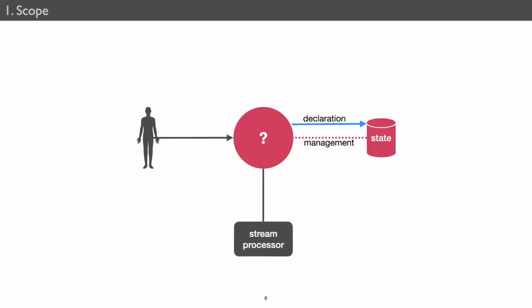So first, when it comes to state management approaches, there are differences to how the user and system interact with the actual state. So one has to declare and use the state, and also there's the need for someone to be responsible for managing the state. There are two possible candidates here, the programmer and the actual stream processing system.